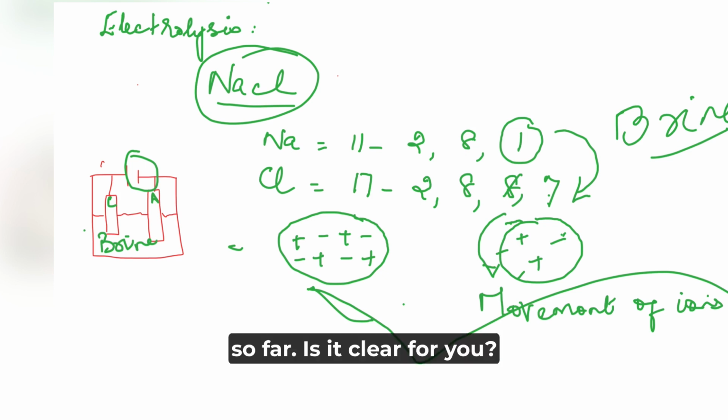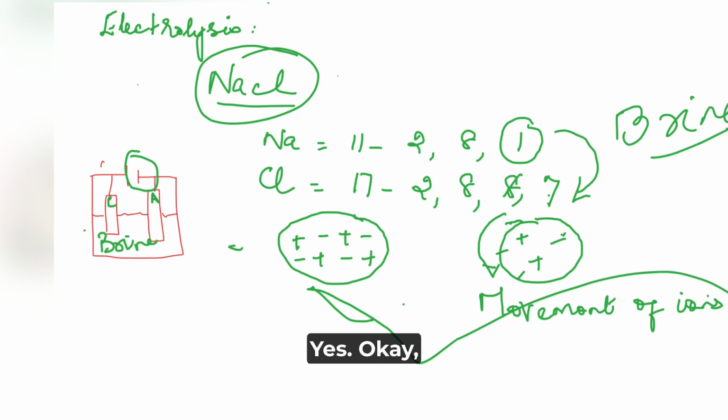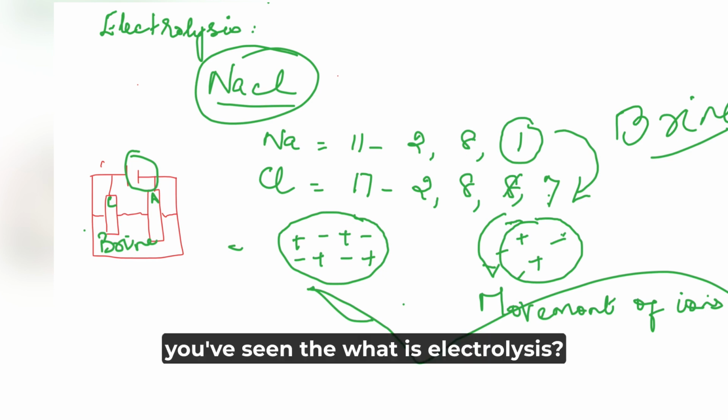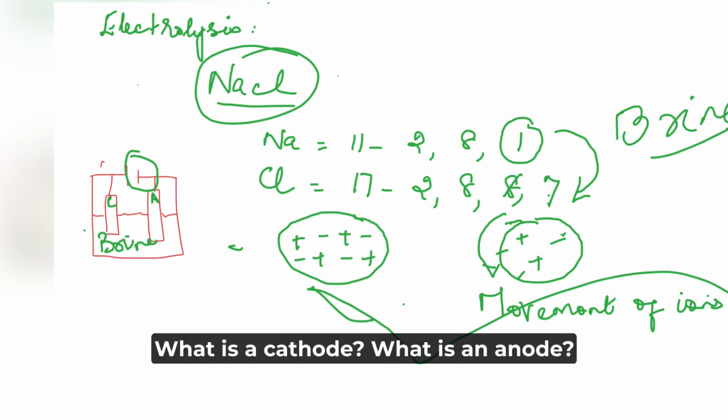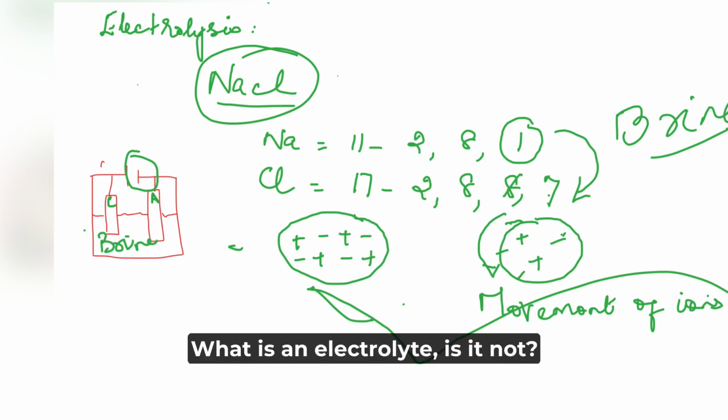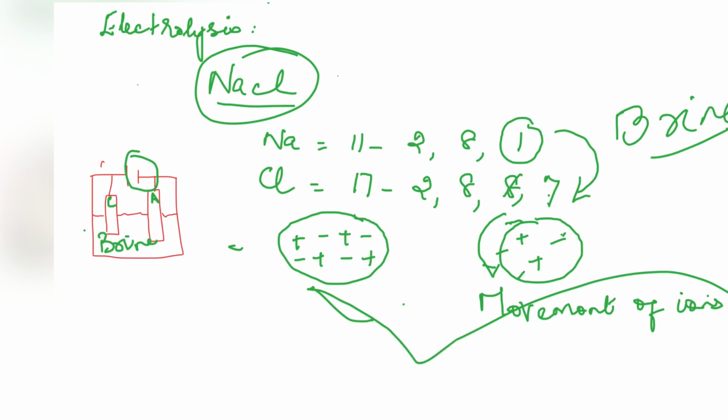So far is it clear for you? Okay. So now you've seen what is electrolysis. You've seen the definition for what is an electrode, what is a cathode, what is an anode, what is an anion, what is a cation, what is an electrolyte. Now what is electroplating? Can you tell me an example?